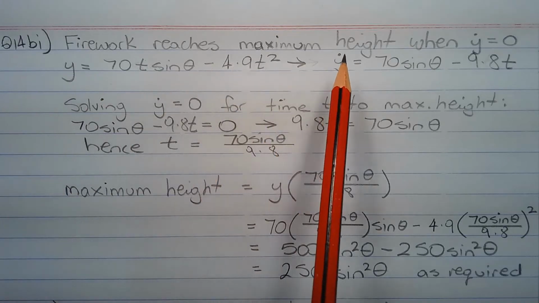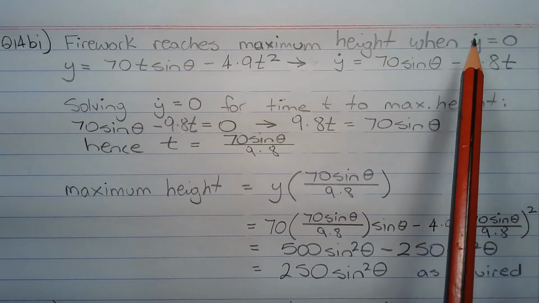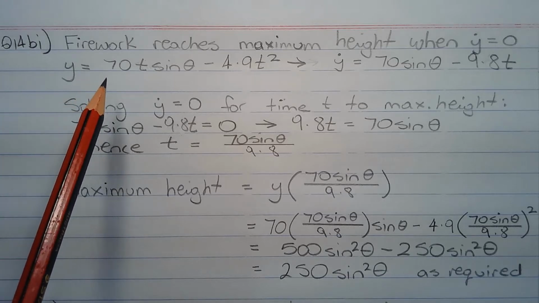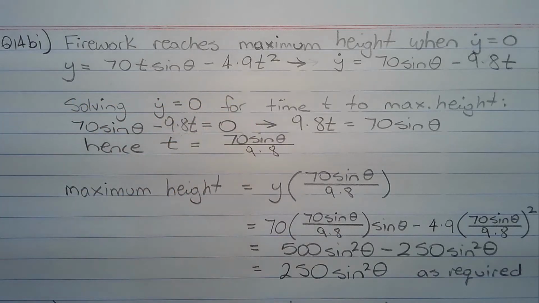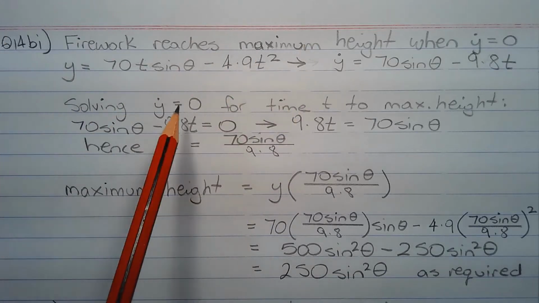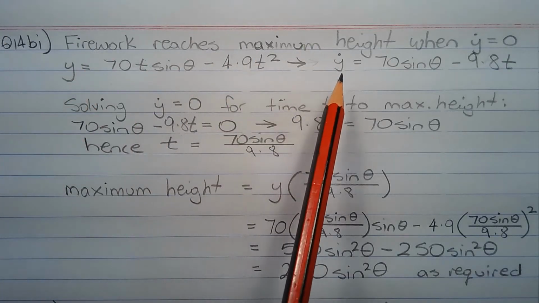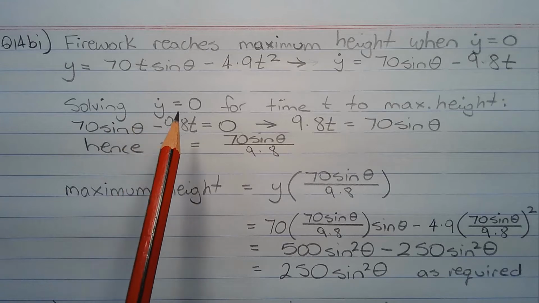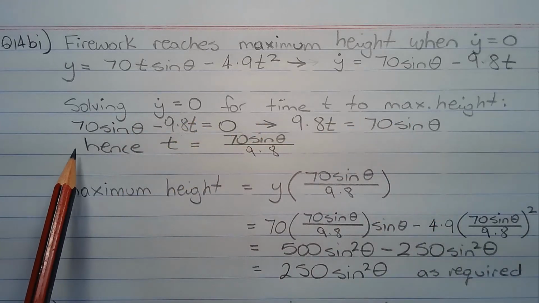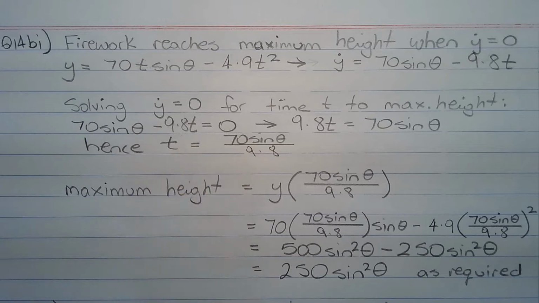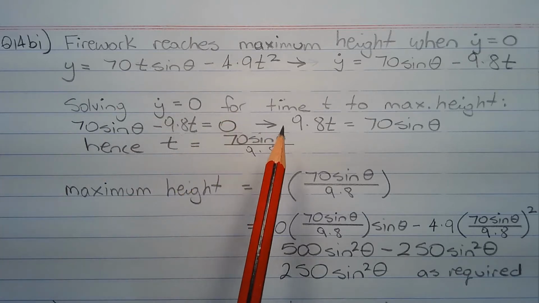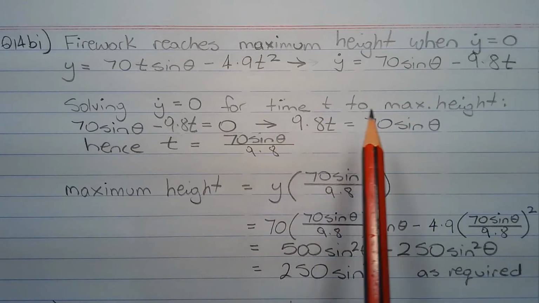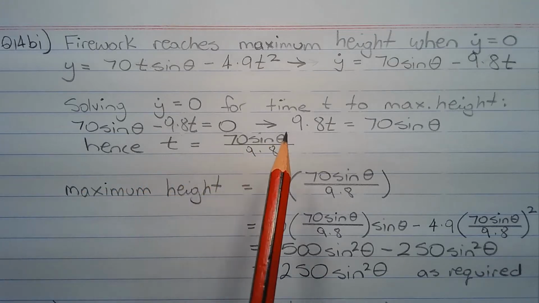The firework reaches the maximum height when the velocity in the vertical direction, y dot, is equal to 0. Now the displacement in the vertical direction is given by y equals 70t sine theta minus 4.9t squared. Differentiating this equation with respect to t to find the vertical velocity, we have y dot is equal to 70 sine theta minus 9.8t. Solving y dot equals 0 for time t to maximum height, we have 70 sine theta minus 9.8t equals 0. Rearranging, we have 9.8t is equal to 70 sine theta. And finally, dividing both sides by 9.8, we get t is equal to 70 sine theta over 9.8.